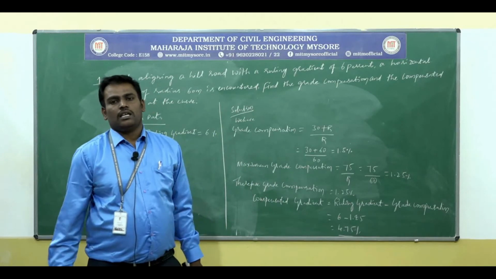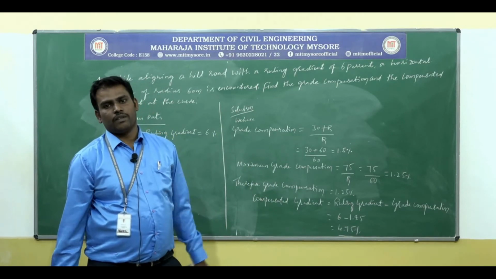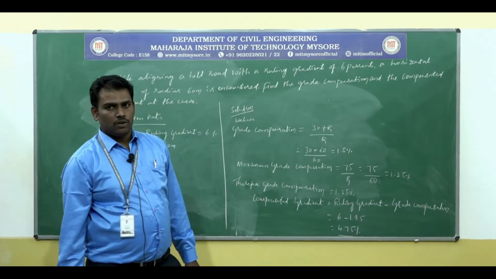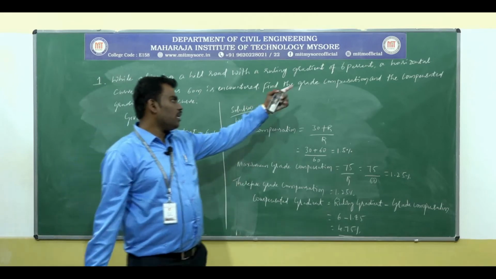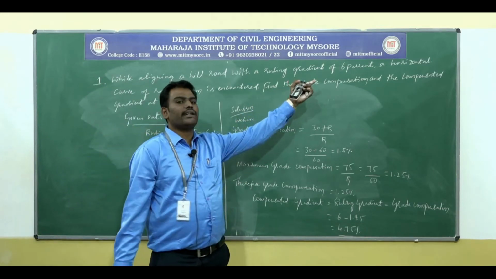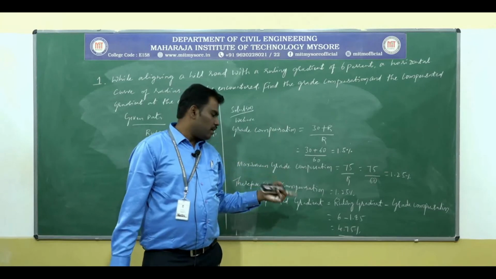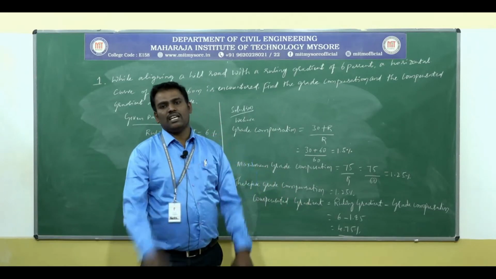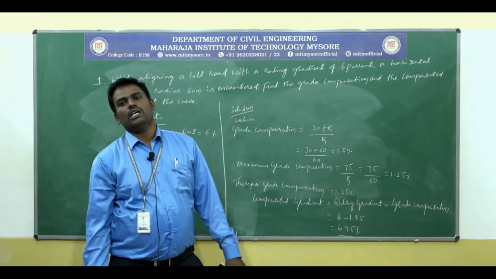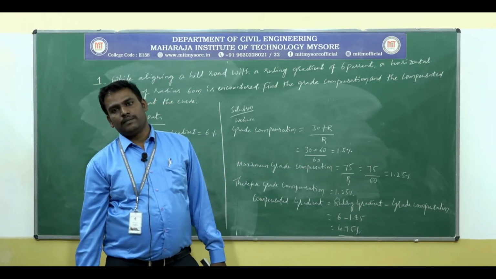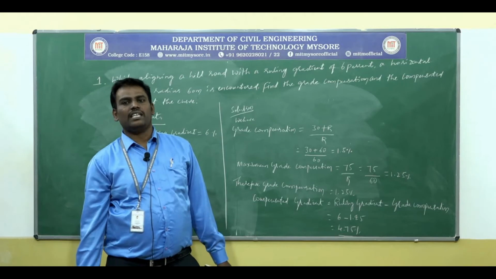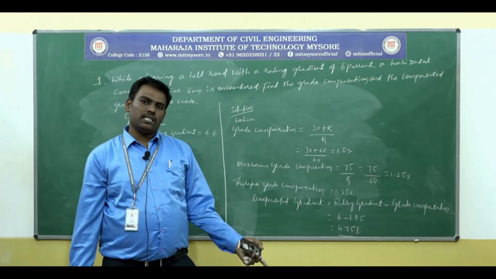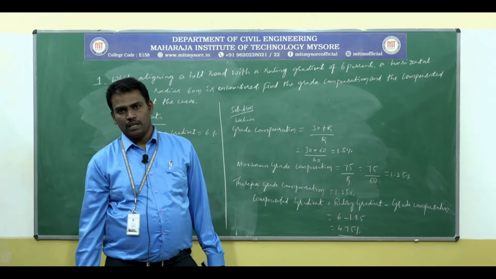4.75% is the compensated gradient. You may observe here, initially the horizontal curve had a ruling gradient of 6%, but now it is 4.75%, which means you are going to ease the gradient. The easing of the gradient on the horizontal curve is the grade compensation.